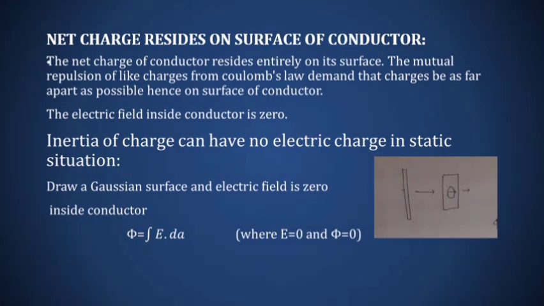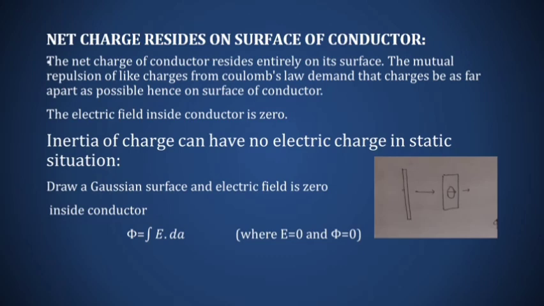Now, in this slide, we will talk about net charge resides on the surface of conductor. The net charge of conductor resides entirely on its surface. The mutual repulsion of like charges from Coulomb law demands that charges be as far apart as possible and on the surface of the conductor. The electric field inside conductor is zero. Outside the conductor, the field is not zero. Here, external electric field and inside electric field do not tend to cancel.